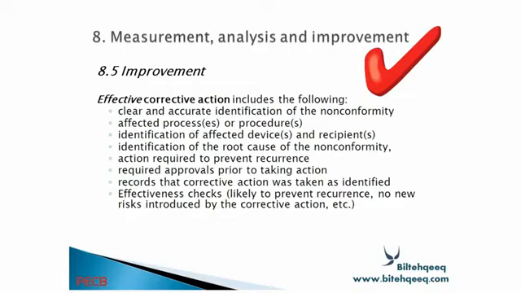Effective corrective action includes the following: clear and accurate identification of the non-conformity, affected processes or procedures, identification of affected devices and recipients, identification of the root cause of the non-conformity, action required to prevent recurrence, required approvals prior to taking action, records that corrective action was taken as identified. Effectiveness checks, like to prevent recurrence, and no new risk introduced by the corrective action. So every corrective action you are going to take must be effective.